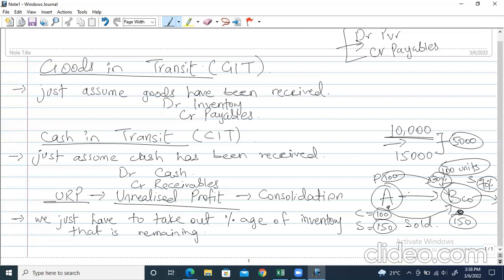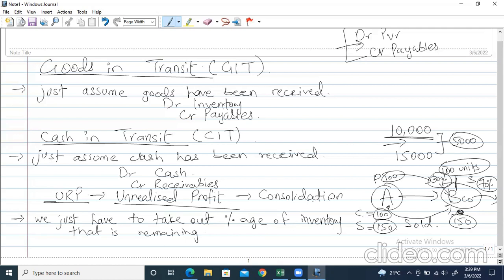Now I'm talking about B company, that now B company has these 100 units. B company purchased these 100 units to sell them or to use them. Let's say 70% of them were used in their production, or sold out. Now only 30% is remaining in B company. So what we do in unrealized profit is that we cannot do anything regarding the 70%, because we cannot chase the customers and ask them to please give us our inventory back. That does not make sense.